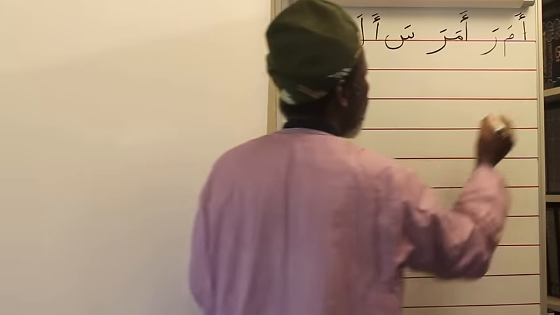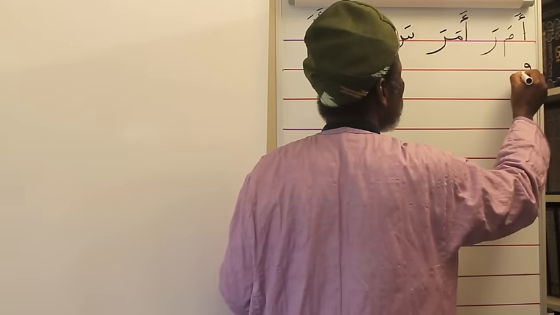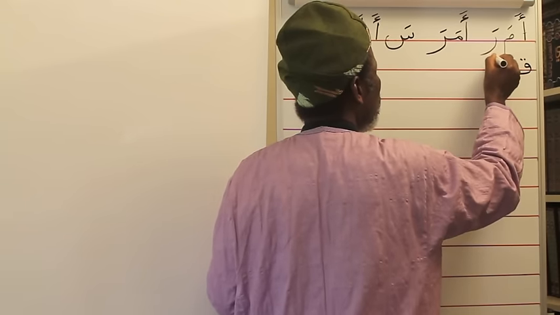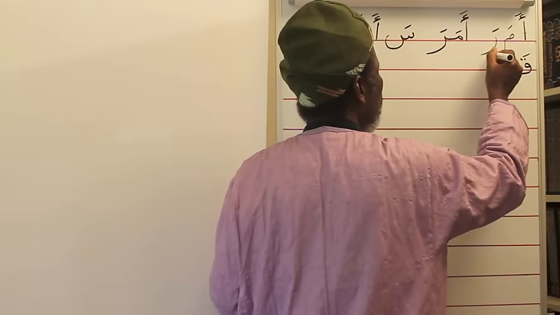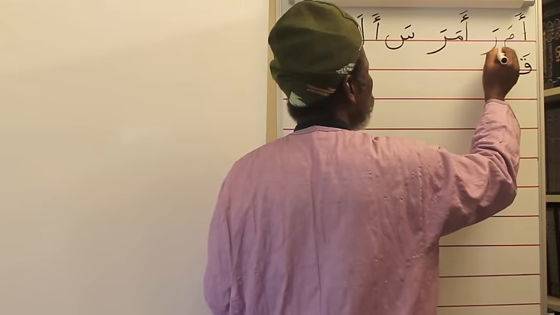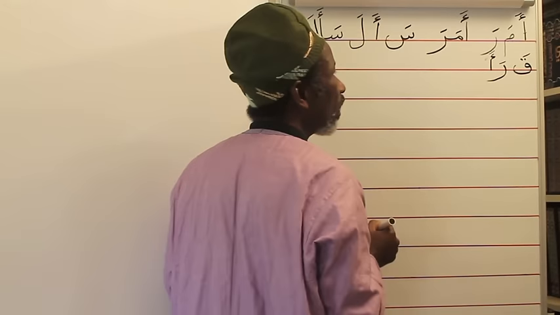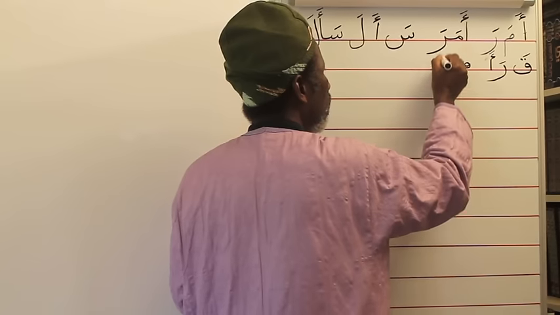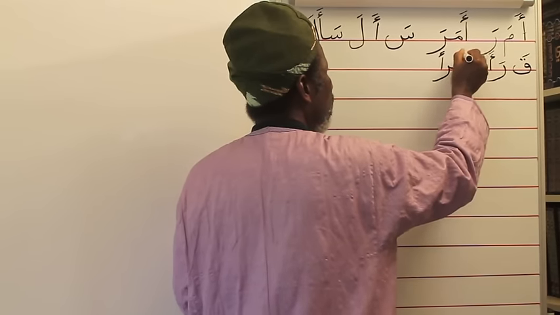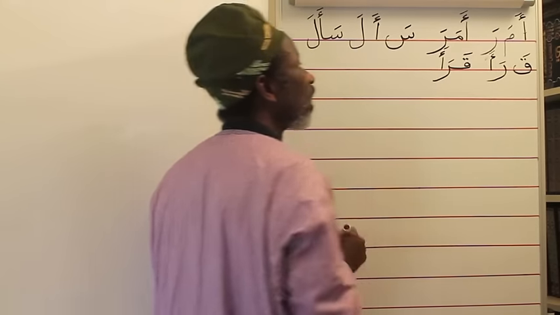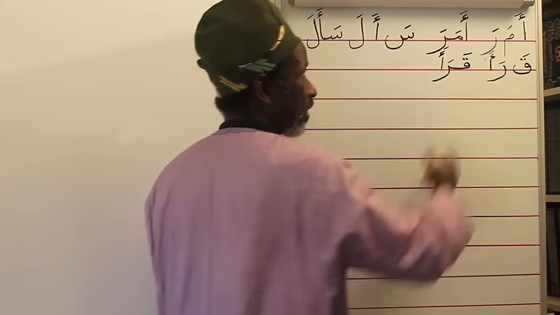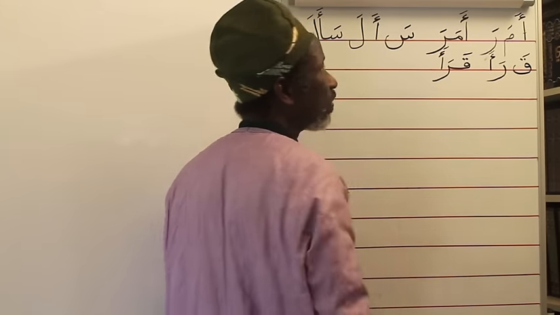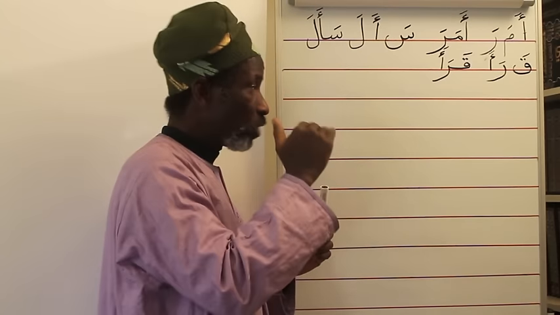Sa'ala. Next is qara'a. Qa, ra, a. Put this one on top properly. Qara'a. Join form: qa, ra, a. Qara'a. Note that this is alif at the beginning, alif in the middle, and alif at the end. That's going through all the words like that.